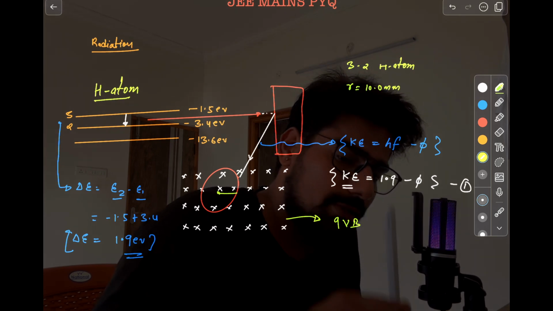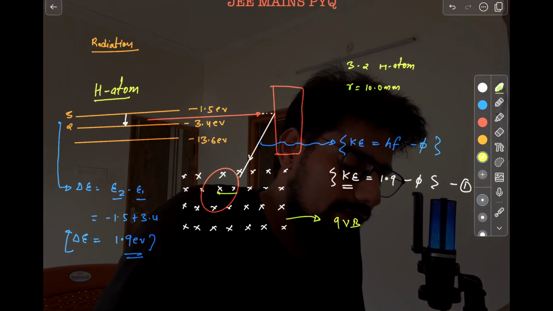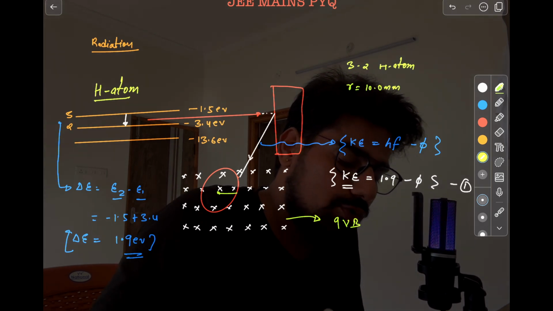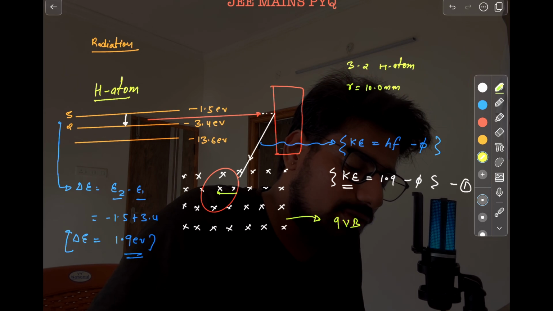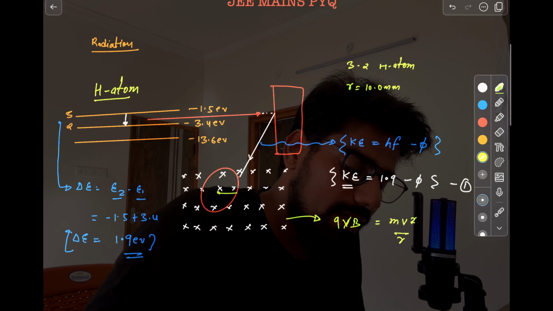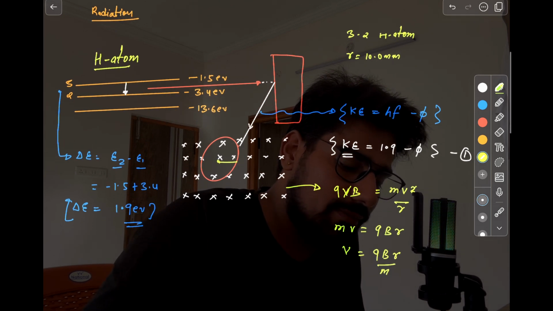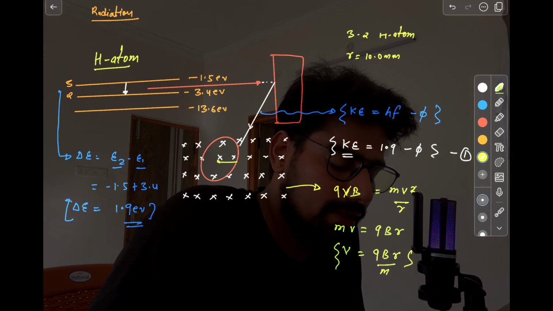So here V is anyway perpendicular to B, because the magnetic field is entering this surface, whereas the electron is moving on this surface, right? So QVB will be balanced by centripetal force mv square divided by r. So V and V cancelled out, so then we get that mv is equal to qBr, or v equals qBr divided by m. Okay, this is the velocity in terms of radius, right?